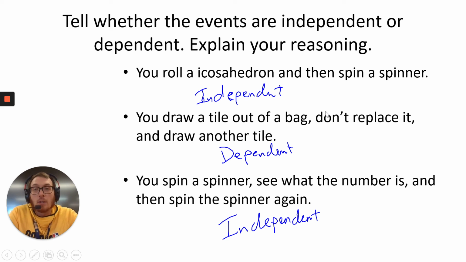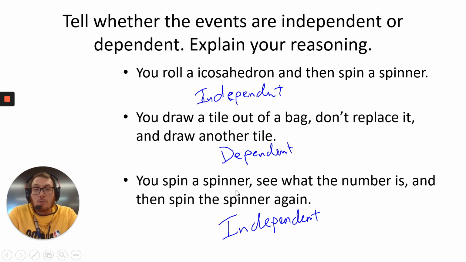Okay, so right here, roll an icosahedron. Remember that's a D20, 20-sided die, and spin a spinner. The rolling of the die doesn't affect the spinner, so those are independent. Second one, draw a tile out of the bag. Don't replace it. Draw another one. The key is don't replace it. So if you don't replace it, that means it's all of a sudden dependent as opposed to independent.